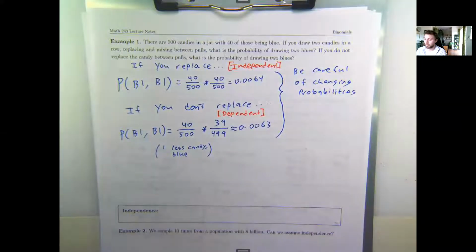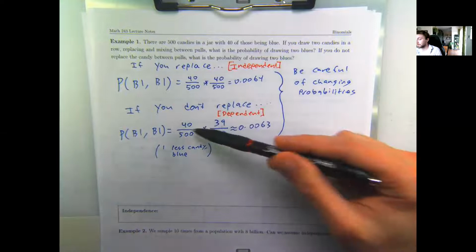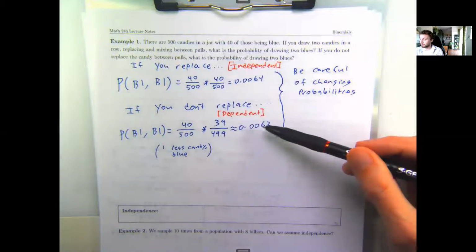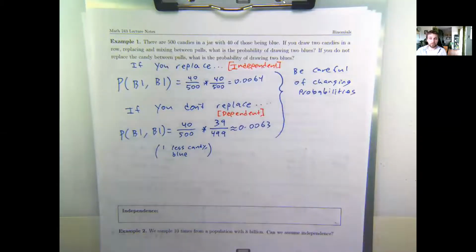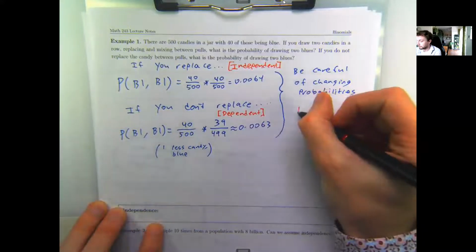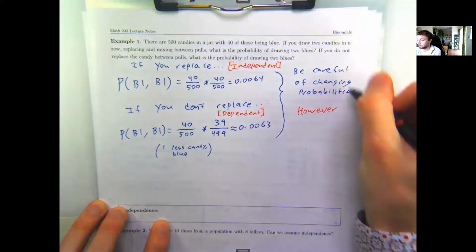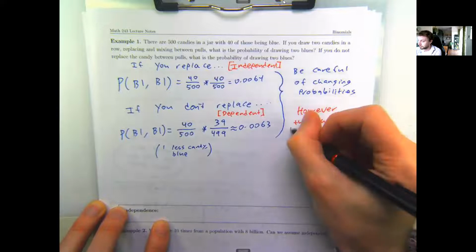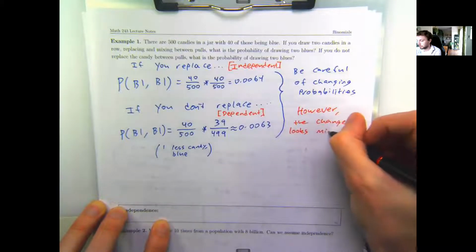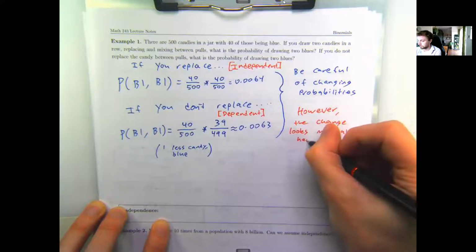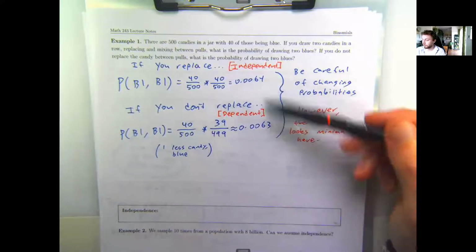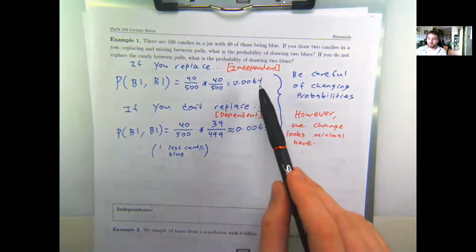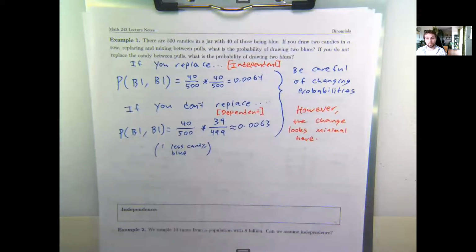So be careful of changing probabilities, but if I look at the final results, even though these setups looked pretty different, 0.0064 and 0.0063 are pretty similar results. So however, even though the probabilities change, the change looks minimal here. And since it's so small, I feel like I can really do the problem either way and get approximately the same answer. 0.0064-ish would have been fine as an estimate for both.